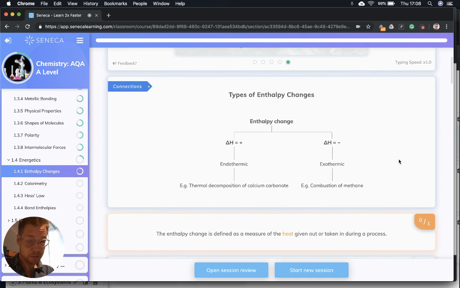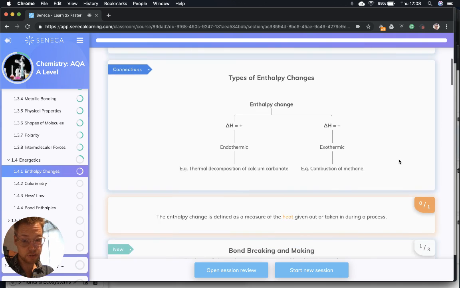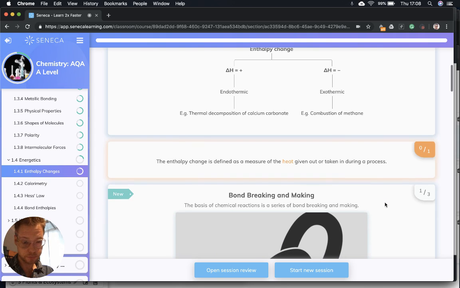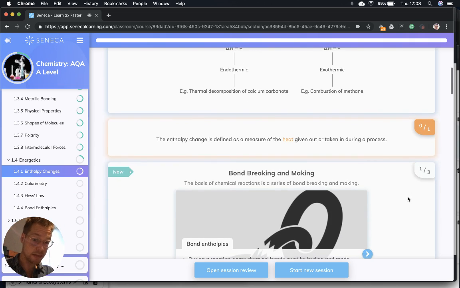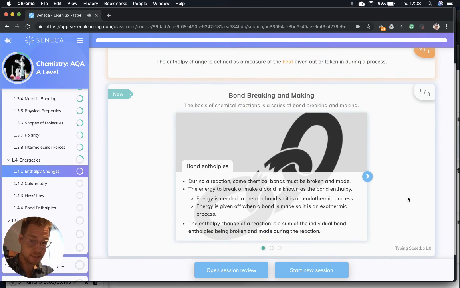So let's recap that really quickly. Two types of enthalpy changes. Do you remember what they are? I bet you do. It's endothermic and exothermic. And which way around do the signs go? So exothermic is negative and it gives out heat. Endothermic is positive and it takes in heat. So one more time, exothermic is negative, endothermic is positive. And how do we define enthalpy change? Well, the enthalpy change is defined as the measure of the heat given out or taken in during a process.